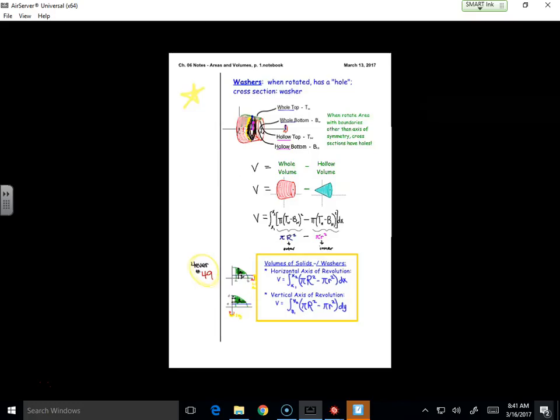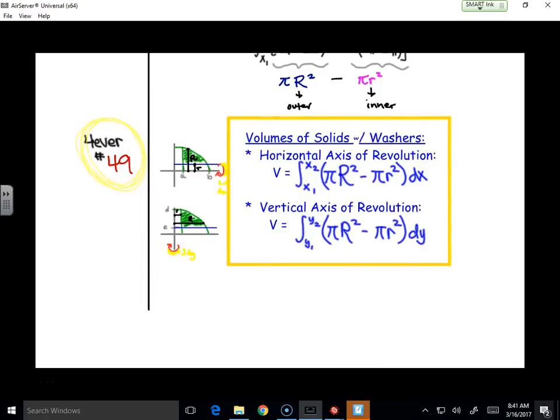But we get to the formula for, formulas for, forever number 49. Big R is talking about, you guys just saw it. If it's coming first, what's it talking about, whole or hollow? The whole thing. Little r must be talking about then the hollow. The whole minus the hollow. Pi big R squared minus pi little r squared. Dx or dy?